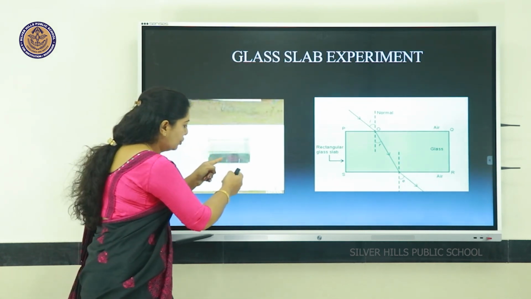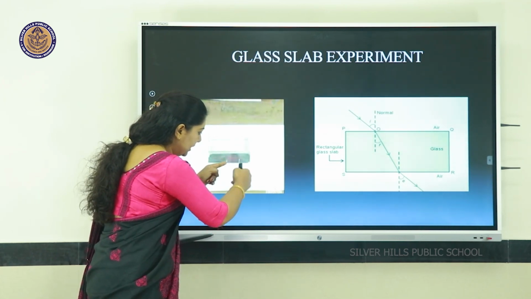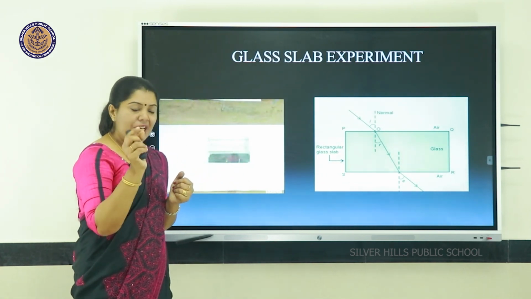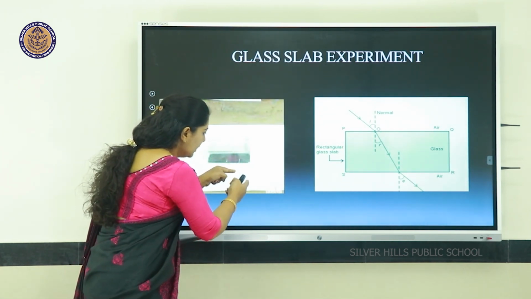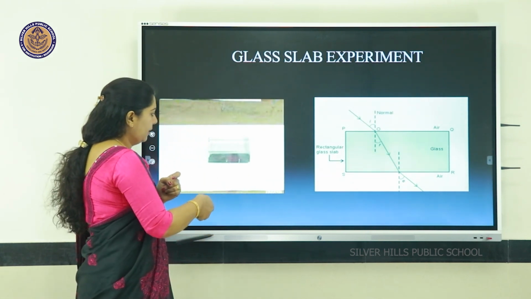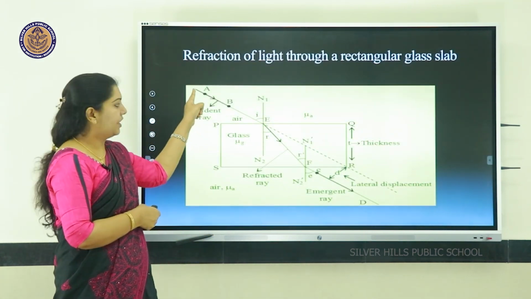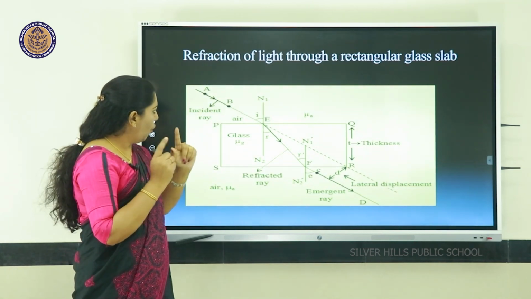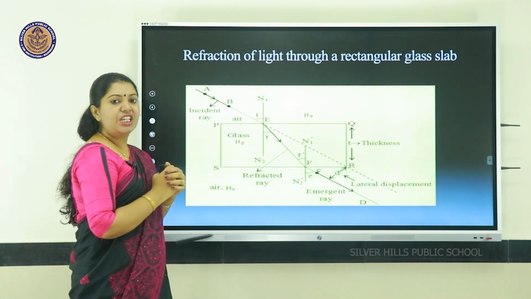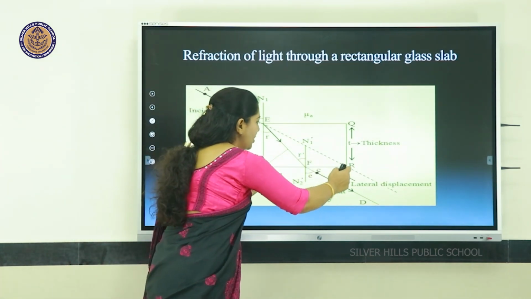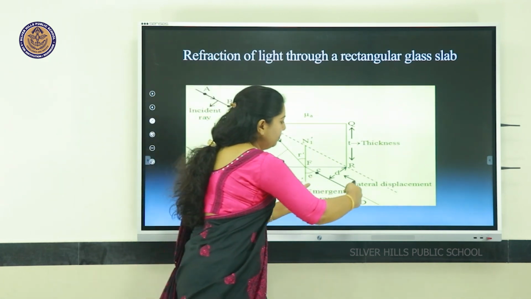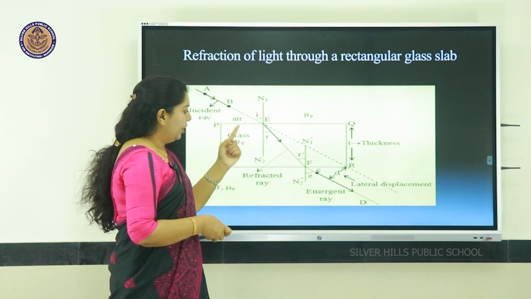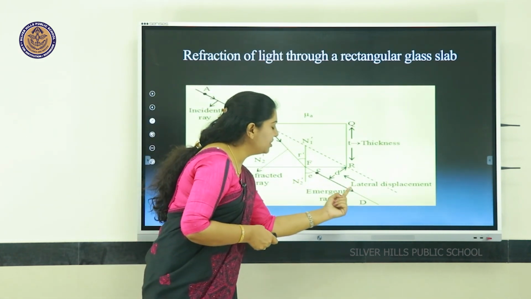From the normal, draw one ray, a straight line. Take two pins, fix the two pins on this line, that means at A and B, fix two pins. Try to locate the image of these two pins through the edge SR. So from this side, try to locate the position of the images. Note down the points C and D.